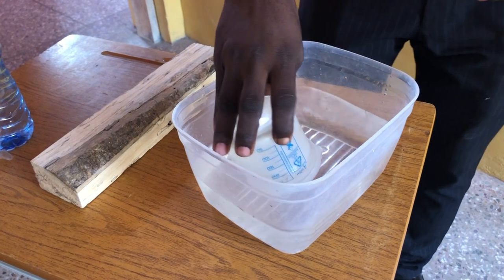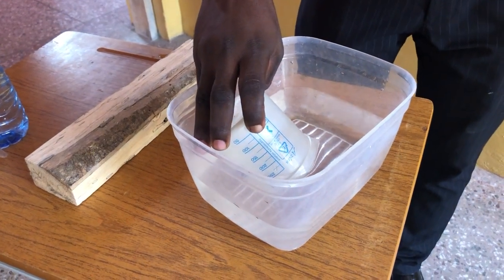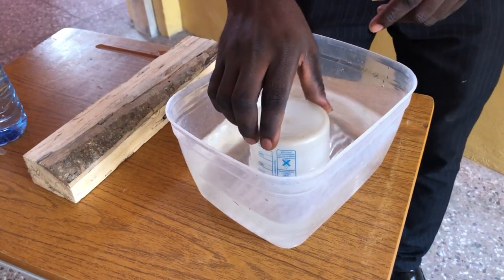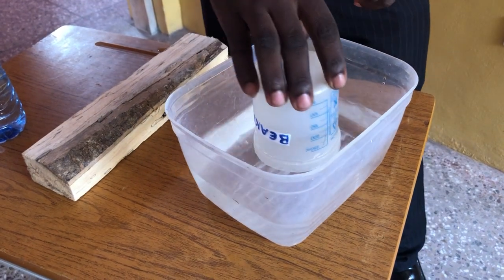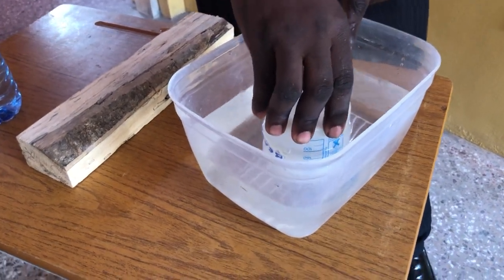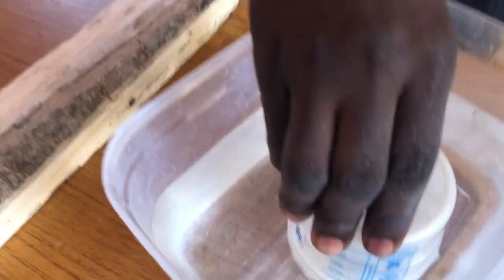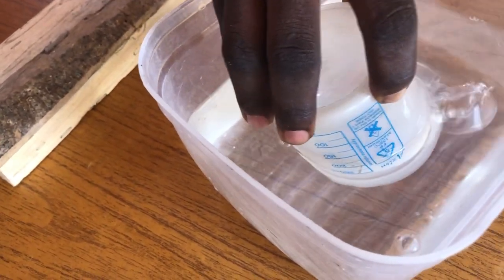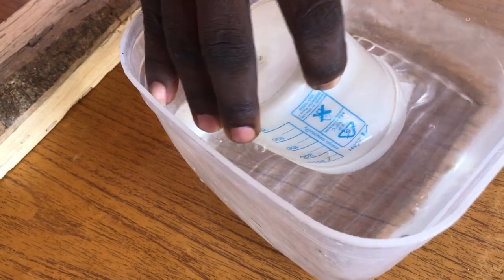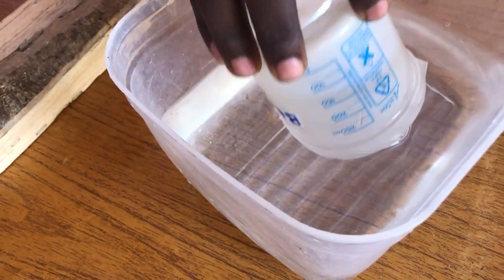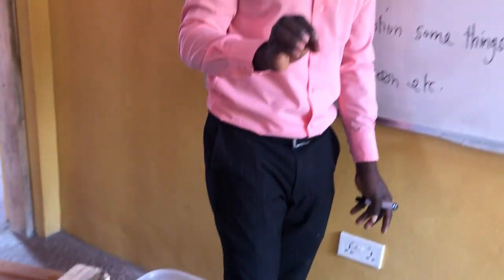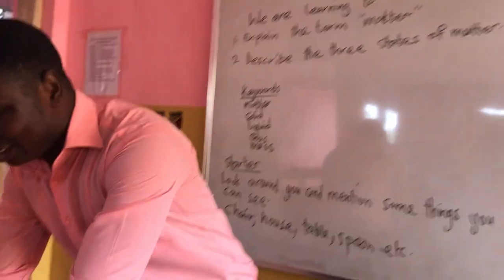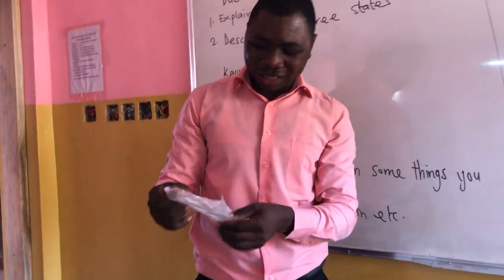So when I do like this and I raise it a little, you will see what was coming out. That means that though you can't see the space here, it has taken the space. And that is air. The air is inside, so it has taken the space. That is making the bubbles come out. So we can't see that air, but it takes up space.